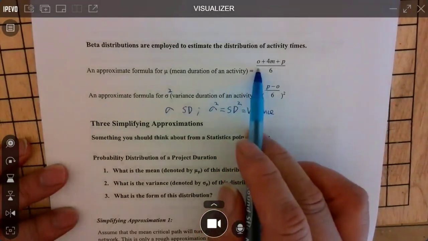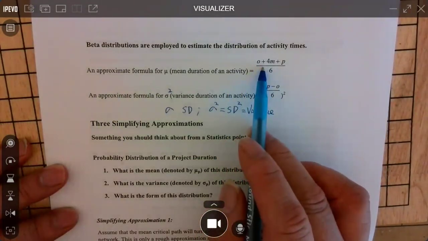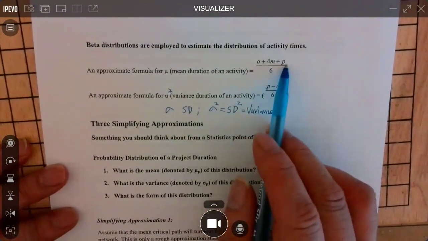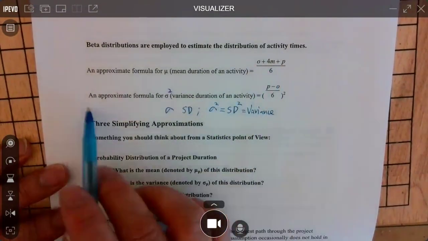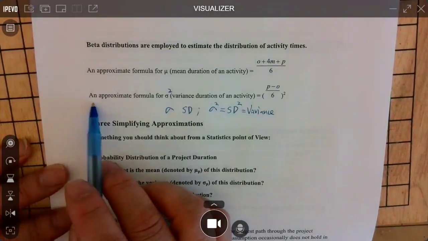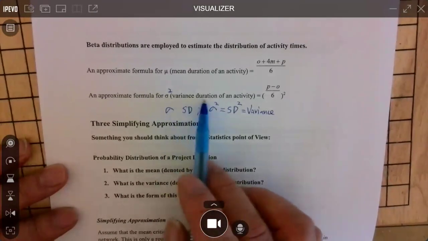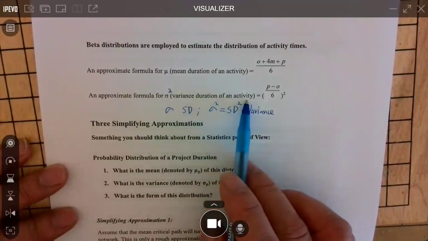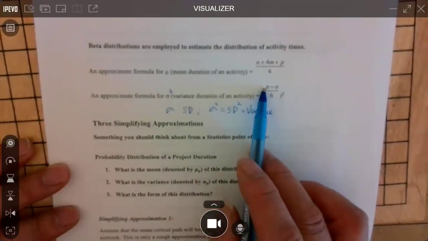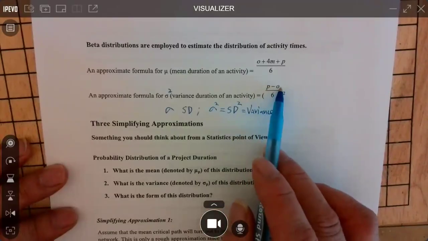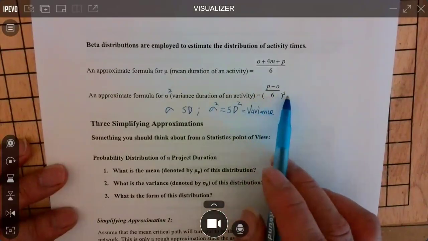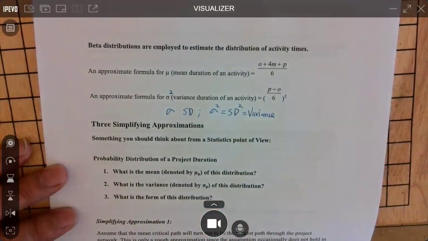Mean is what? Optimistic plus 4 times most likely plus pessimistic divided by 6. And approximation formula for variance, the duration, variance duration of an activities is pessimistic subtract optimistic divided by 6 and the whole thing squared, okay?